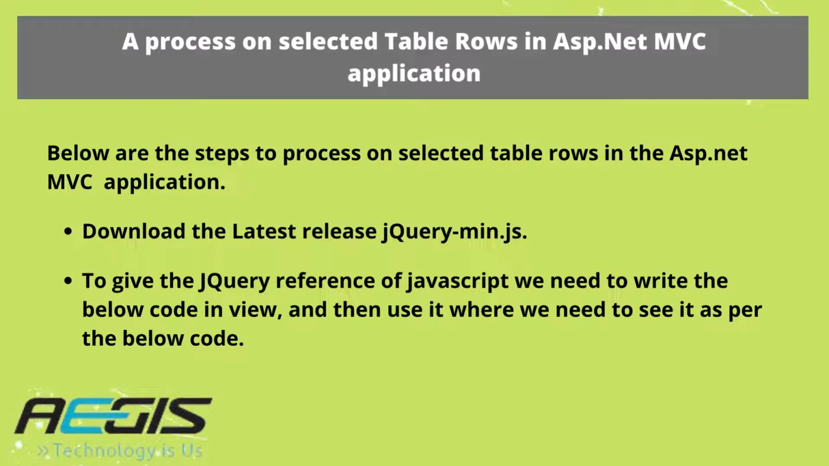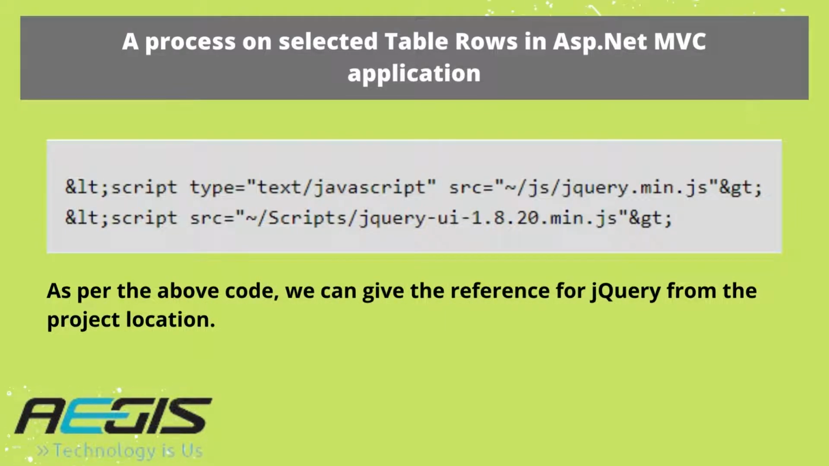First is to download the latest release of jquery.min.js. The next step is to give the jQuery reference. For the JavaScript reference, we need to write the below code in the view, and then use it where we need it as per the below code. As per the above code, we can give the reference for jQuery from the project location.